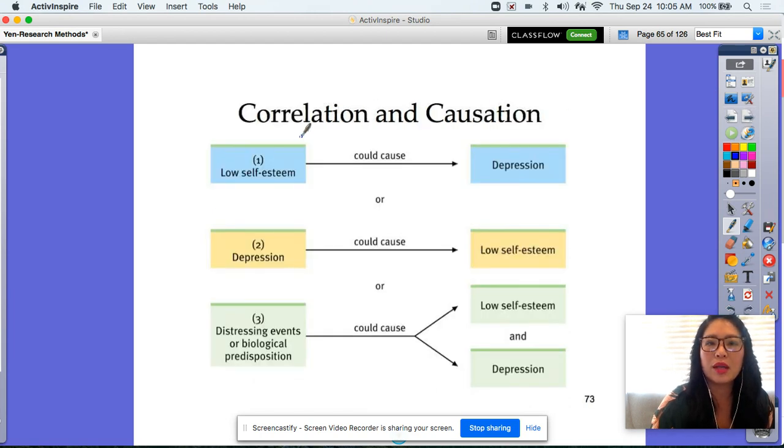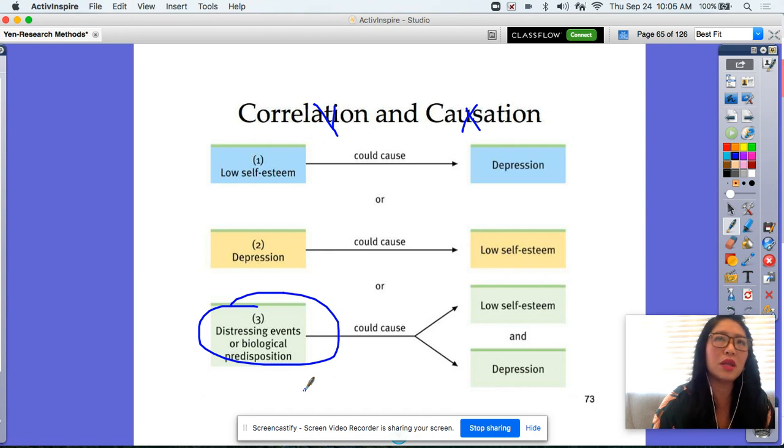Okay. So again, understanding that correlation is not causation. Some people would say, oh, well, low self-esteem causes depression. Okay, we can't say that because what if they already have depression and depression is what's causing the low self-esteem? Or maybe it's none of those. Maybe some other event like a death of a loved one, an illness, a biological disposition, brain chemistry is actually contributing to both low self-esteem and depression. So that's why we can never say that correlation is causation. They're correlated, they're related, and they can predict each other, but we can't say one causes the other.